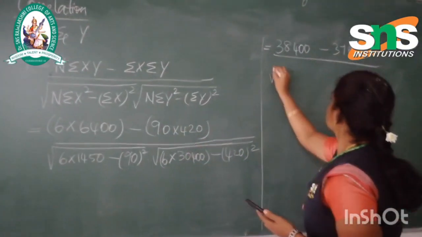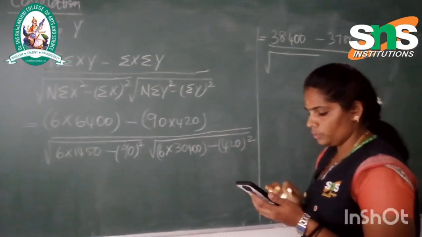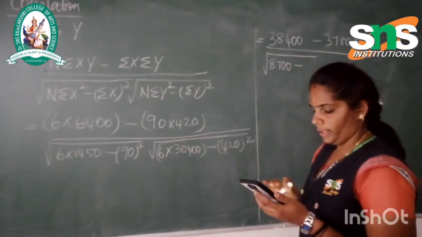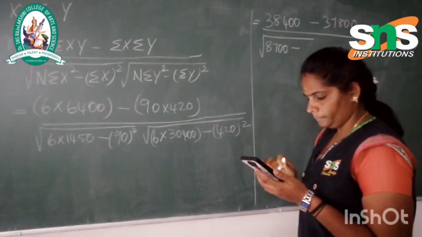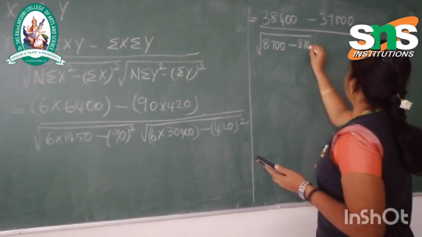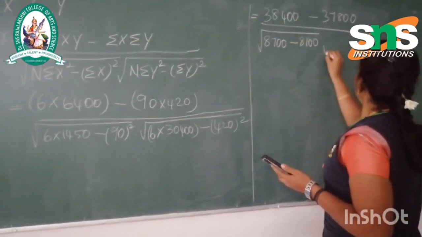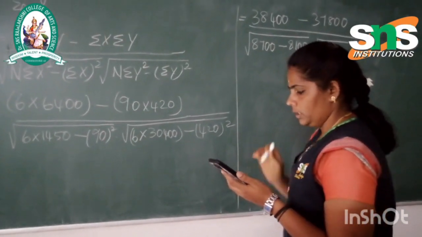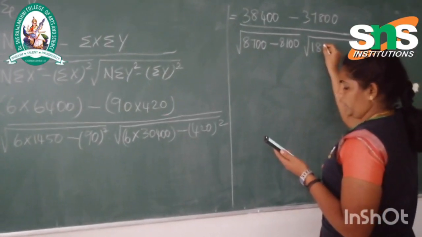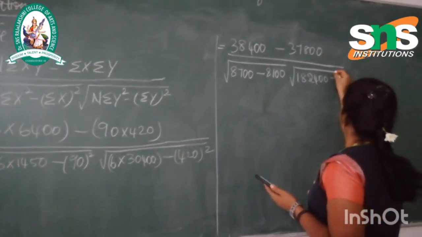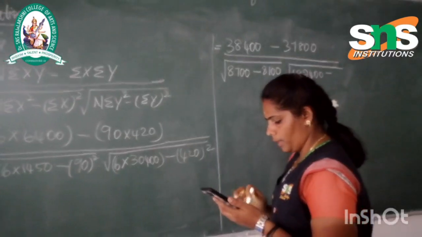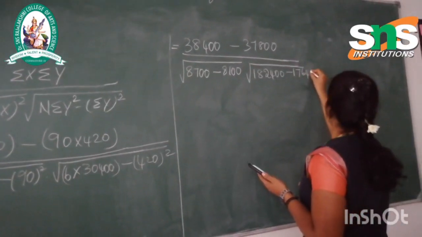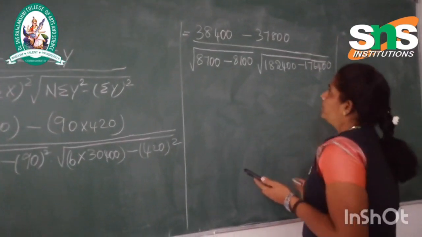And my denominator is the square root of 6 into 1450, that is 8,700, minus 90 square. 90 square is 8,100, into 6 into 30,400, which gives 182,400, minus, and finally, 420 square. The 420 square value is 176,400. Okay, now we are going to simplify these values.